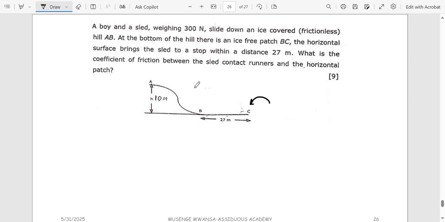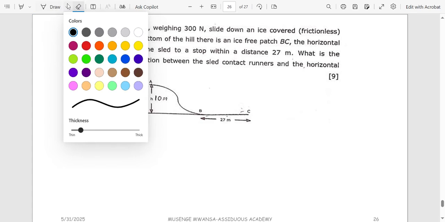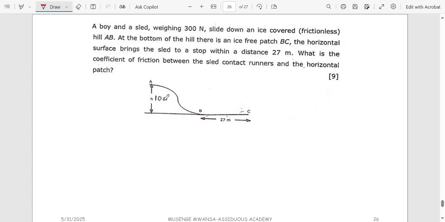What is the coefficient of friction between the sled contact runner and the horizontal patch? So the horizontal patch actually has friction, but the mountain itself doesn't have friction. So here there is a friction. So what are we going to do for this one? For method 1, let's use again conservation of energy.